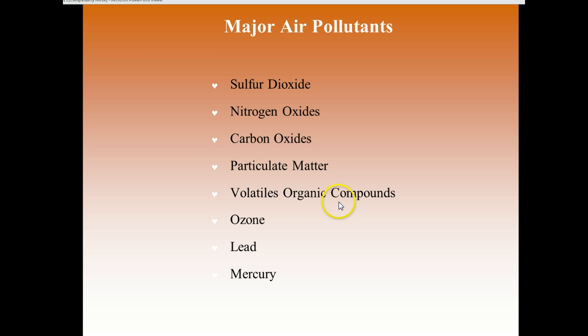Volatile organic compounds come from manufacturing. So making paints or solvents and things like that, you'll get volatiles coming off. A lot of different industries make volatile organic compounds. They're called VOCs for short. Ozone comes from vehicle exhaust mainly. So that's where you get ozone. Lead and mercury come from burning fossil fuels.